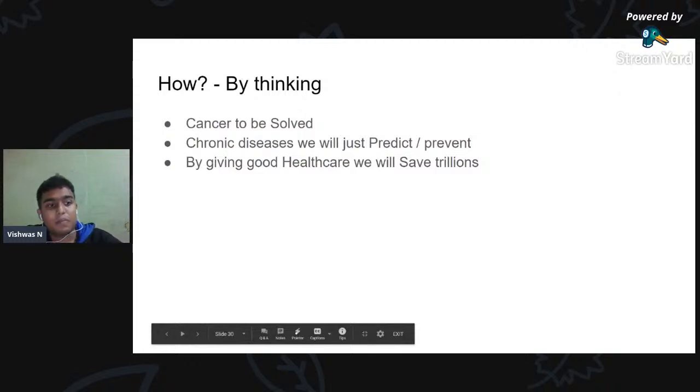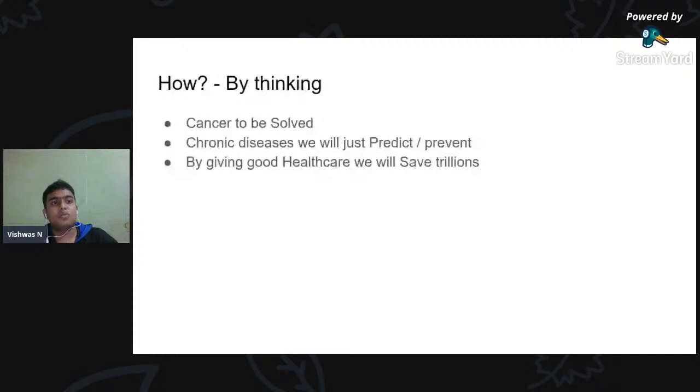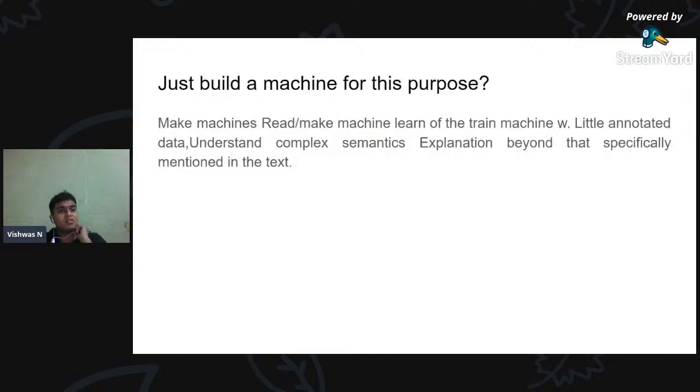So that's where it makes a lot of difference. To give the right approach for your problem statements, if you are working on stem cells, just by building a machine for this purpose, you make machines read or make machines learn. This is what you really do.